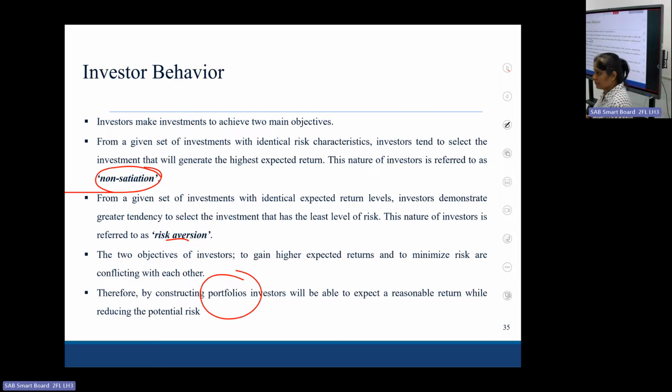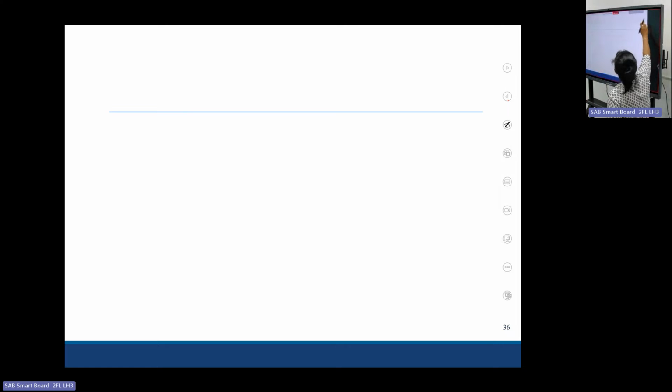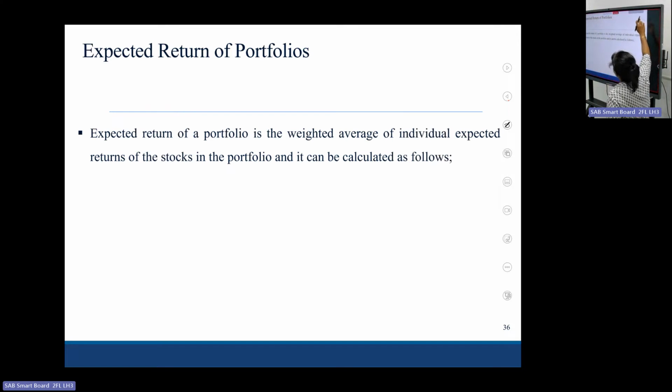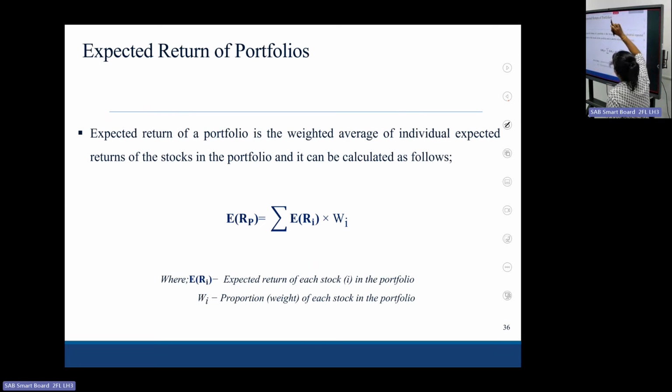Now the problem is how to estimate portfolio expected return and portfolio risk. So far you learned how to calculate expected return, risk, average return for a single asset. Now we are going to construct a portfolio, so you should know how to estimate portfolio expected return.